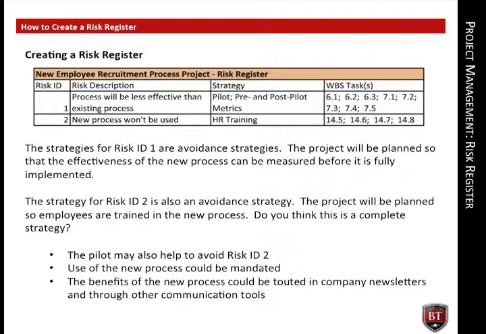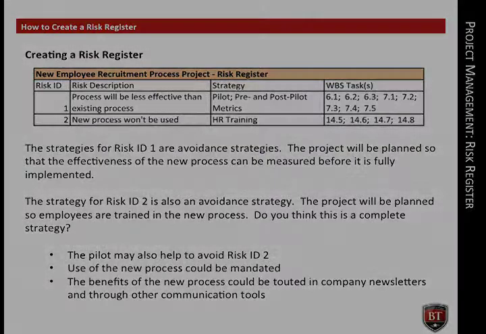The strategies for risk ID 1 are avoidance strategies. The project will be planned so that the effectiveness of the new process can be measured before it is fully implemented. The strategy for managing risk ID 2 is also an avoidance strategy. The project will be planned so employees are trained in the new process. Do you think this is a complete risk strategy?